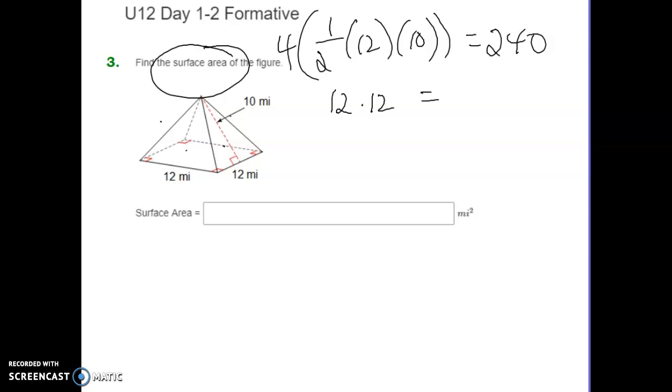If we were just asked to find the lateral area, we would just find the area of all the sides, which are all the triangles. But in this case, we've got a 144 plus 240, and that makes it 384 miles squared.